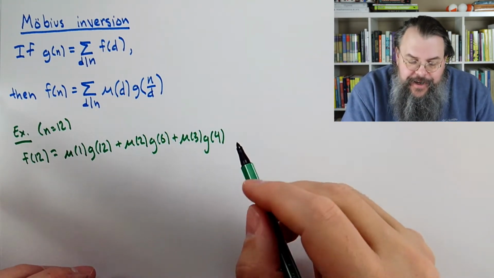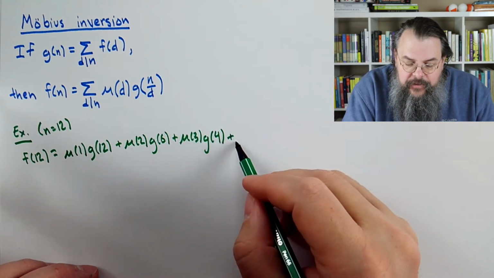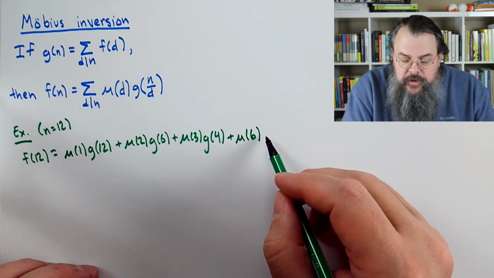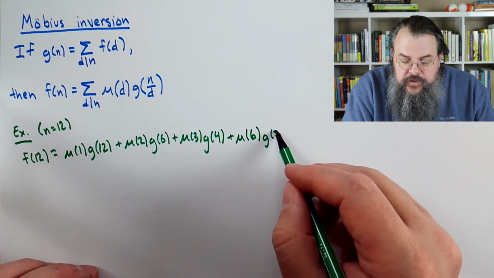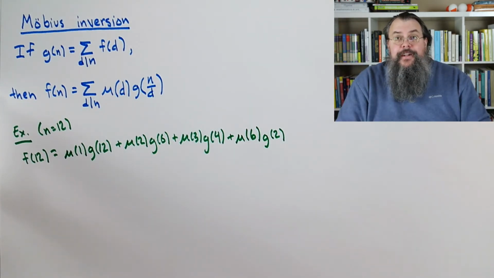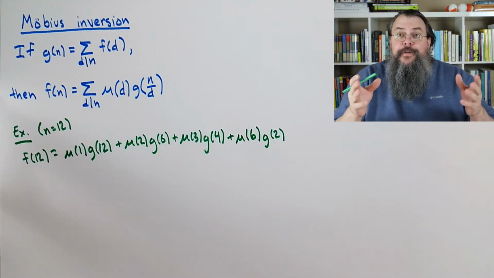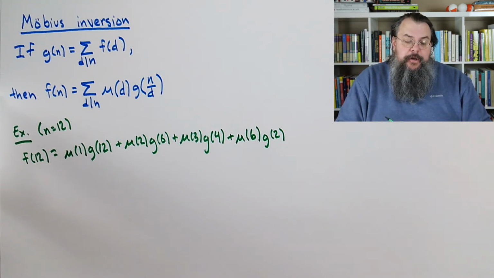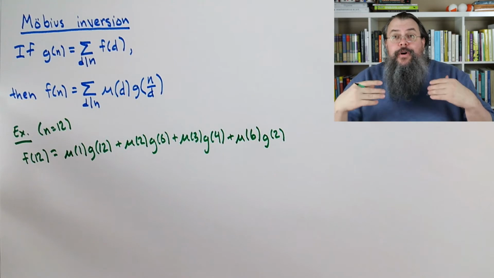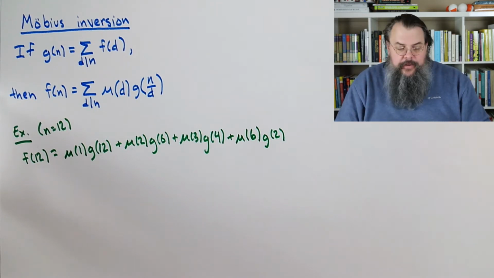Out. We can look at 6. That doesn't have any squares. So mu of 6, g of 2. And 12, we don't look at, because 4 divides 12. 4 is the square of a prime. All right, so that's the claim. Well, let's actually verify this.